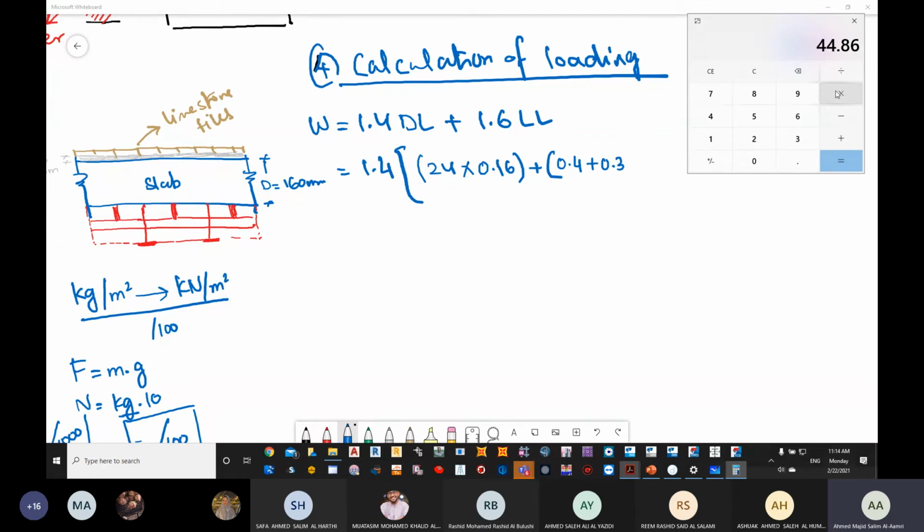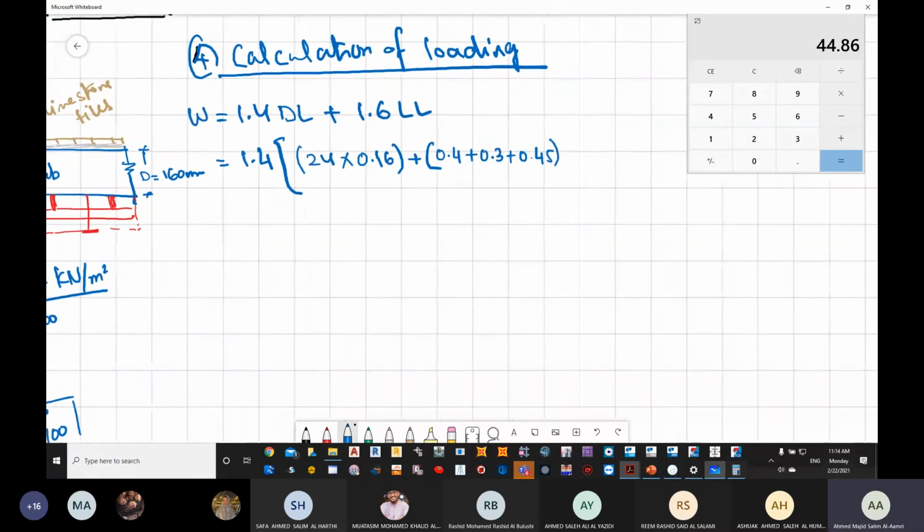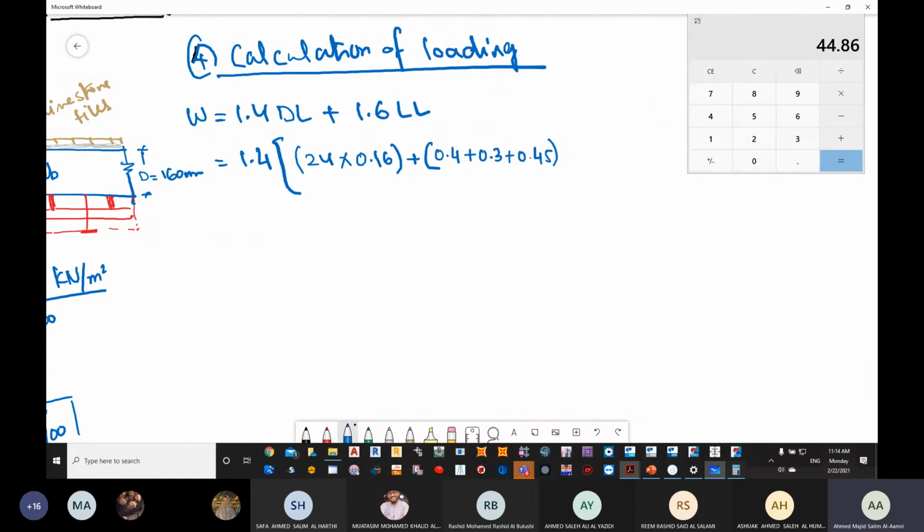So it will give you 44.86, which is approximately 45. And once again, we can have it here as 0.45. 45 divided by 100 is going to be 0.45. So now what do we have? We had two things. One is the self-weight. Another one is the finishes.